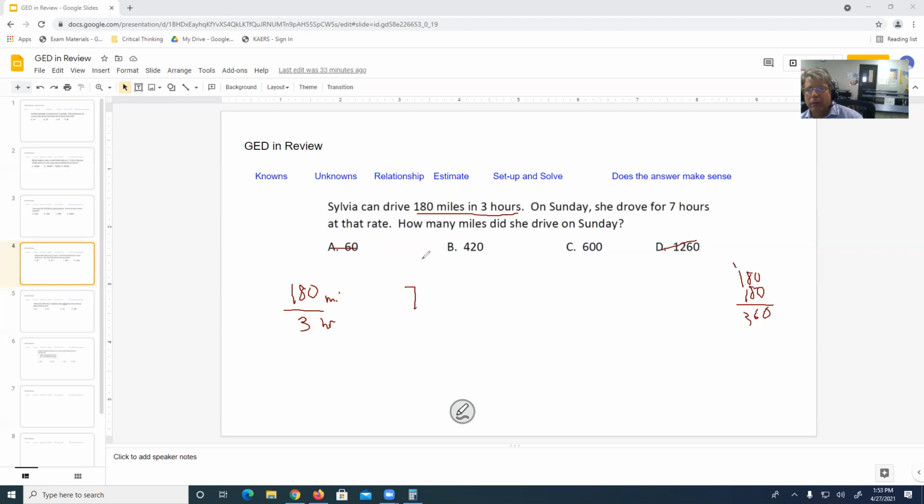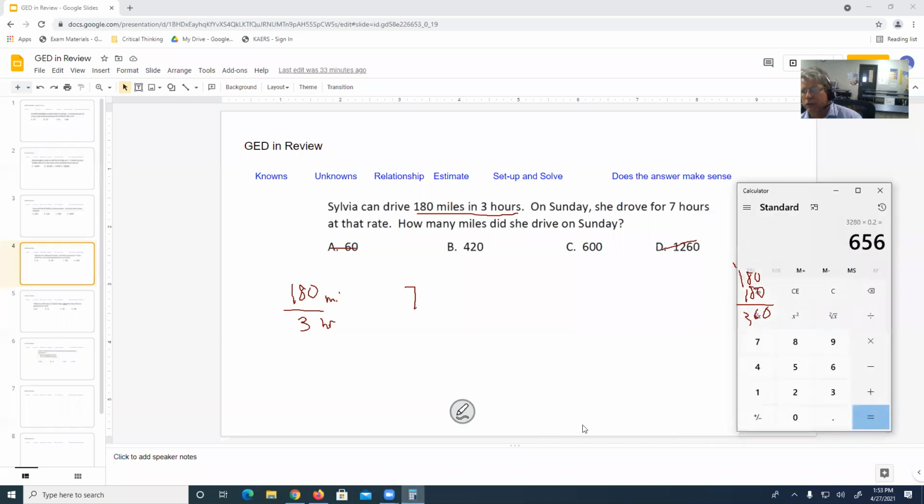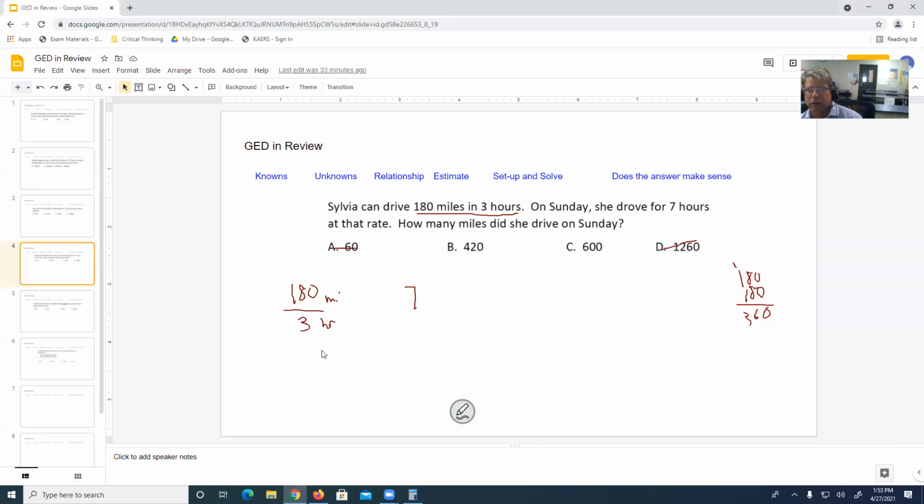Now, what I pick up on though is, this is a rate, but I can make it a unit rate if I just divide this out. So if I divide 3 into 180, or I can just use a calculator, 180 divided by 3, that's going to be 60 miles in 1 hour. So I can also modify this where this is simply 60 miles per 1 hour. So what that picks up on is if that's 60 miles per 1 hour and I drove 7 hours, my relationship now would be then 7 times 60.